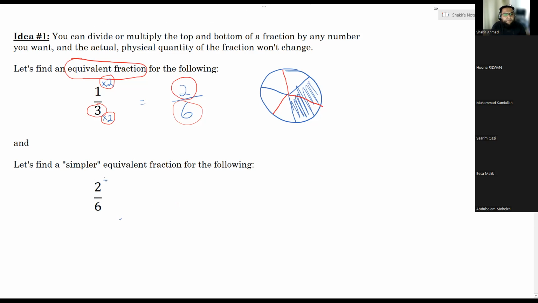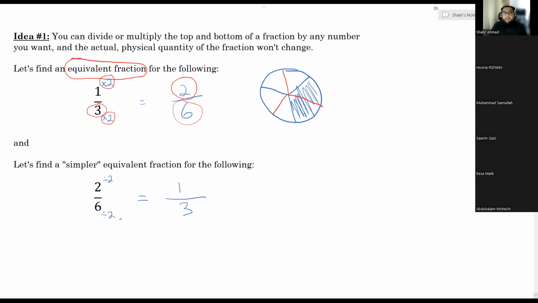So if I divide the top by 2, and if I divide the bottom by 2, then the resulting fraction will be exactly the same as 2/6. So 2 divided by 2 is 1, and 6 divided by 2 is 3. And as you can see, 2/6 is actually equal to 1/3, in the same way that at the top over here, 1/3 was equal to 2/6.